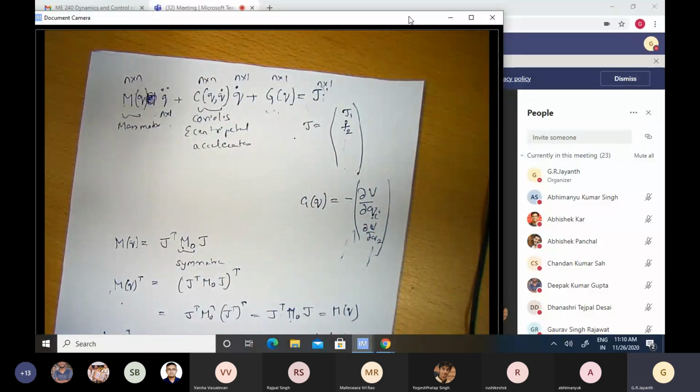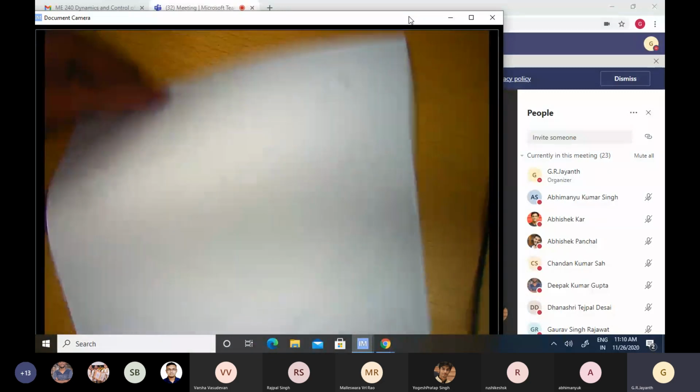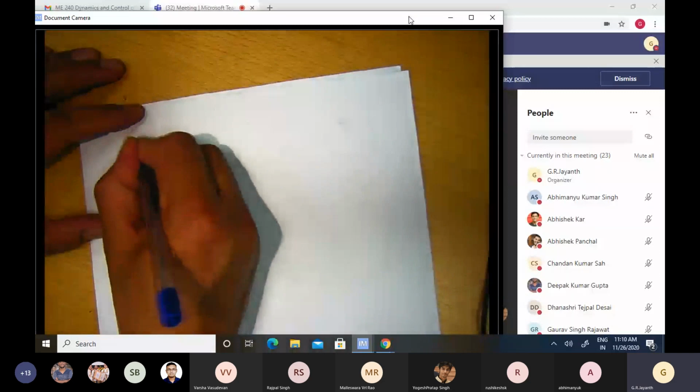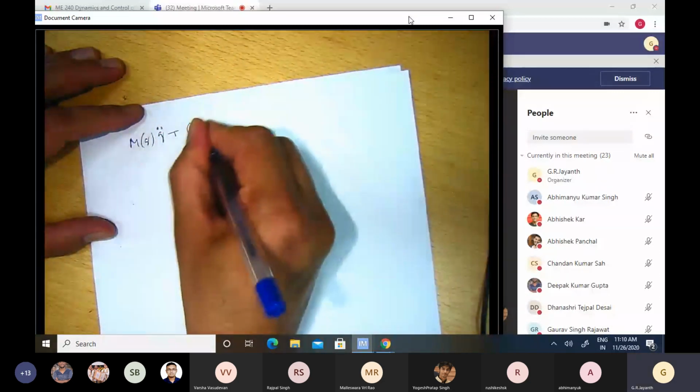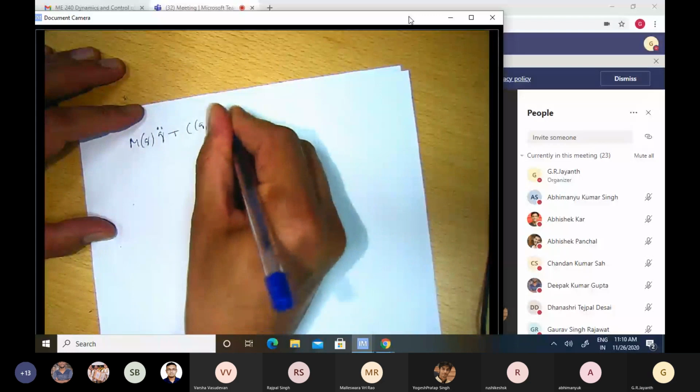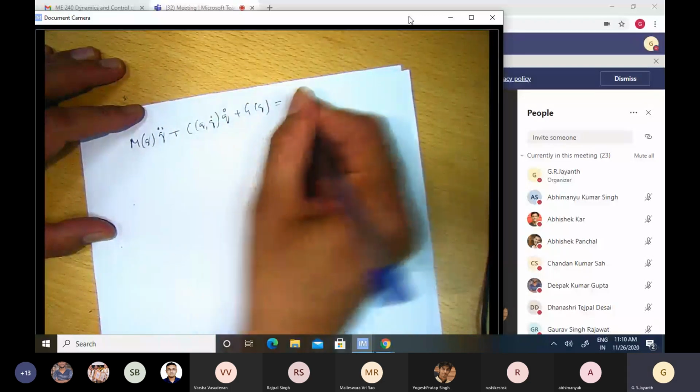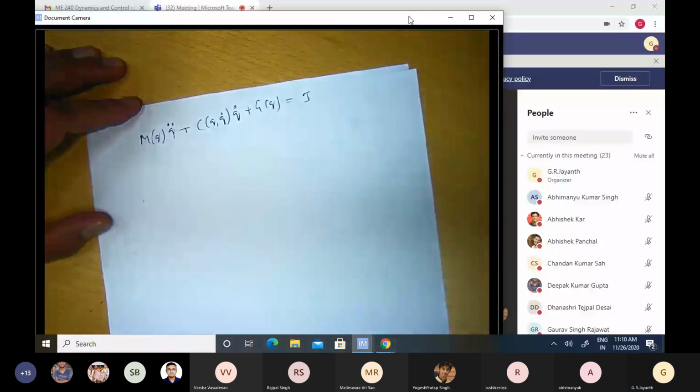Before we get to that, are there any questions about what we have discussed so far? Okay, so there are no questions. So how do we solve this differential equation? M of q times q double dot plus C of q, q dot times q dot plus G of q is equal to tau. How do we solve this?